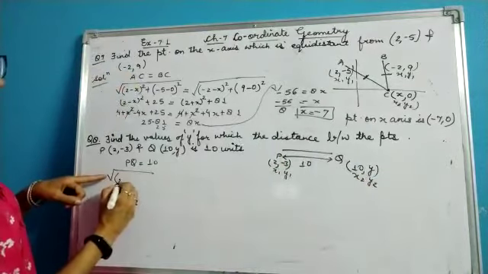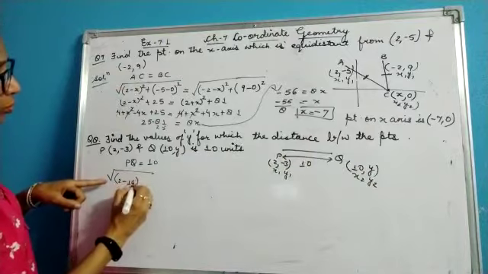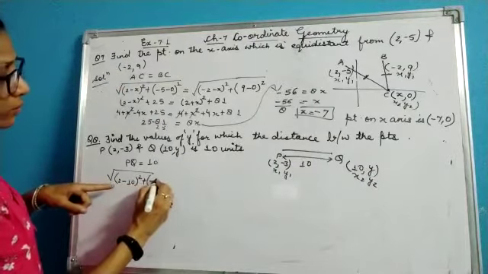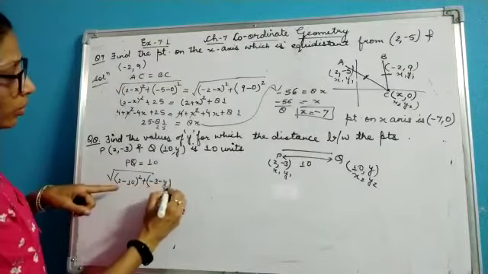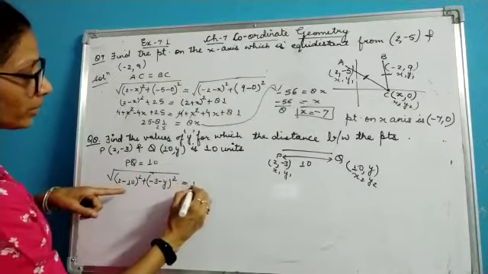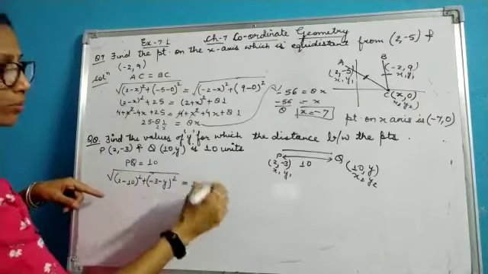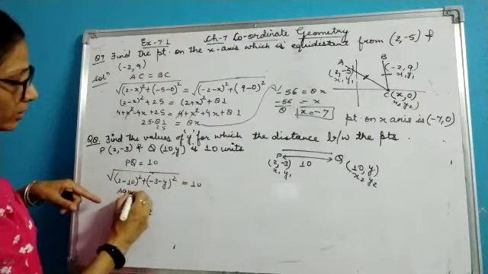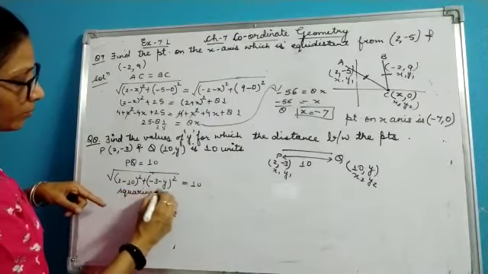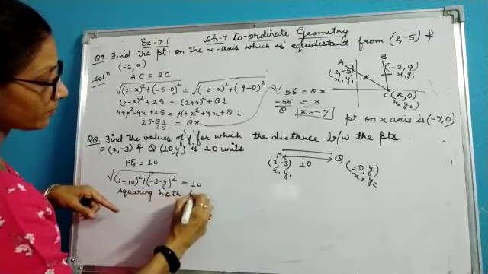So x1 minus x2 whole square plus y1 minus y2 whole square equal to 10. I can take square on both the sides. So squaring both the sides, I will be writing it as squaring both the sides.